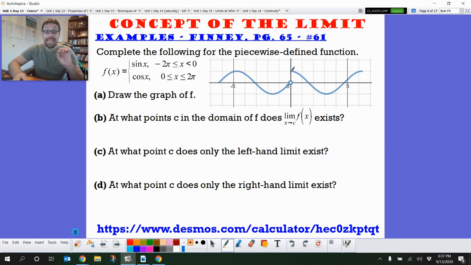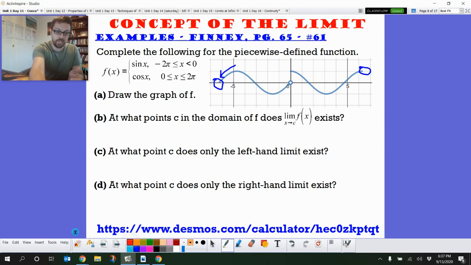Ooh, here's a hole and a jump. That's kind of like double trouble right there. Everywhere else, we're fine along the graph. However, we're not good right there, and we're not good right there. At that point, when we come in this way, we have a limit.